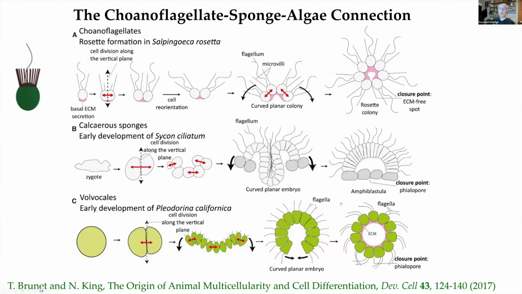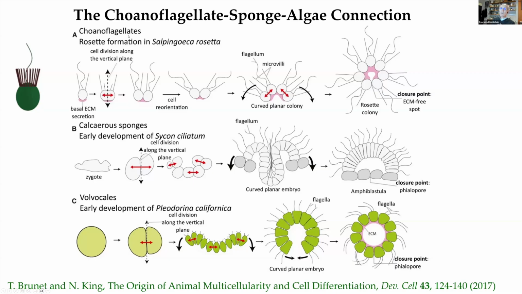Okay, so the starting point of what I want to talk about today is a very interesting idea that was put forward by two biologists, Thibaut Brunet and Nicole King. Thibaut was a postdoc with Nicole in Berkeley. Thibaut's now at the Institut Pasteur in Paris. He wrote an interesting article about the origins of animal multicellularity 8 years ago.